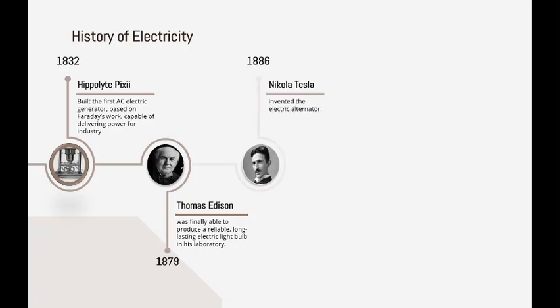And in 1886, Nikola Tesla invented the electric alternator. So my idols in the electrical world are Nikola Tesla and Thomas Edison. Nikola Tesla pushed for AC electricity to be used, while Thomas Edison pushed DC electricity. Because of these two, at that time, there was a war between AC and DC, which one are you going to use.